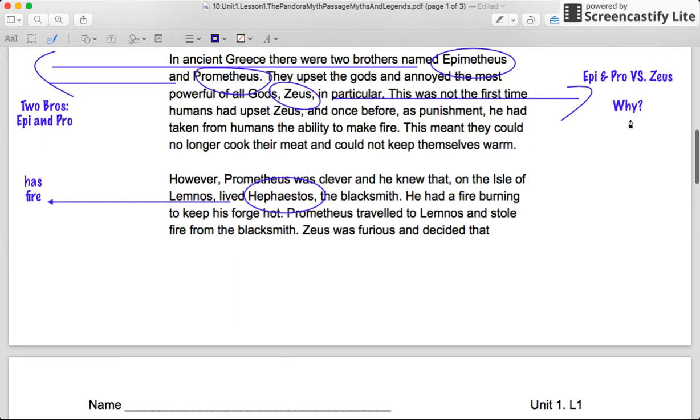Okay, so we asked this question of why up here. Now we know. It is because Prometheus stole fire. Okay.